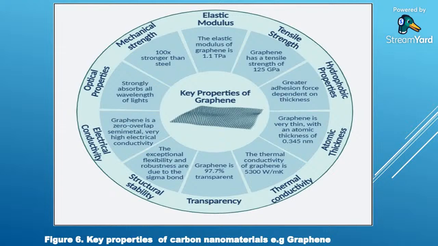Graphene is a zero-overlap semi-metal with very high electrical conductivity. It is used as a superconductor material because of its design. They strongly absorb wavelengths of all light, so they are optically active materials. Some materials are not optically active, so we use some chrome films to make them optical. So by designing them, we can also manipulate the properties.